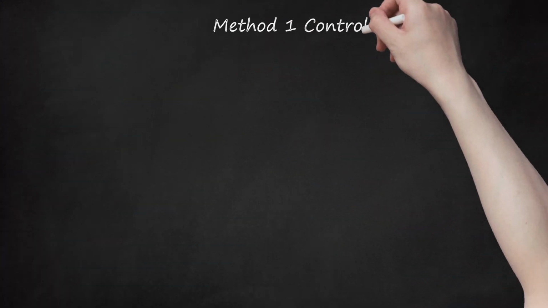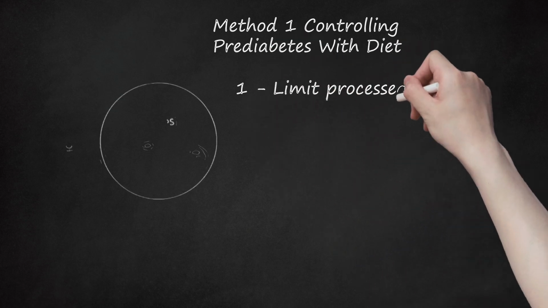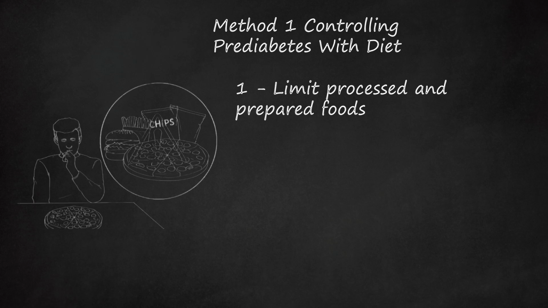Method 1: Controlling prediabetes with diet. 1. Limit processed and prepared foods. Keep your food as close to its original or natural form as possible. This means that you should try to limit any processed or prepared foods. Cook from scratch as much as possible.